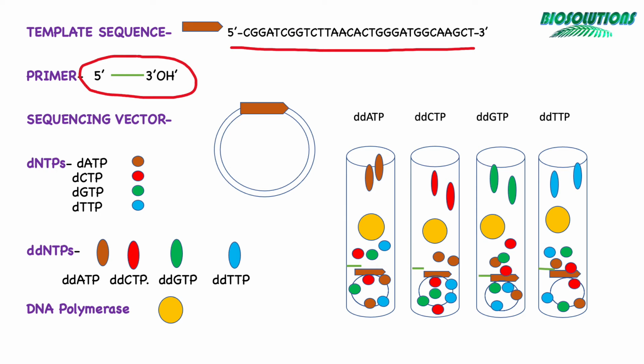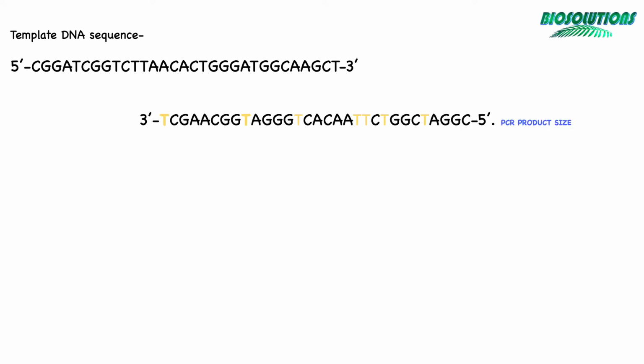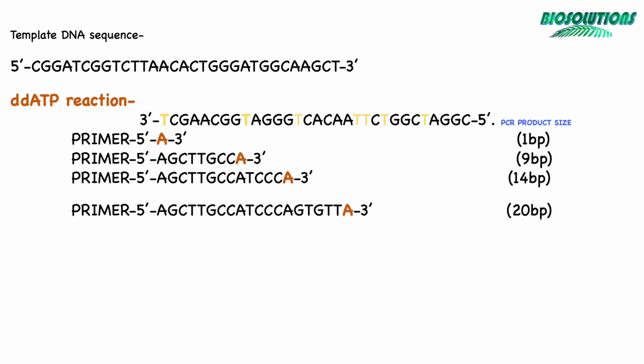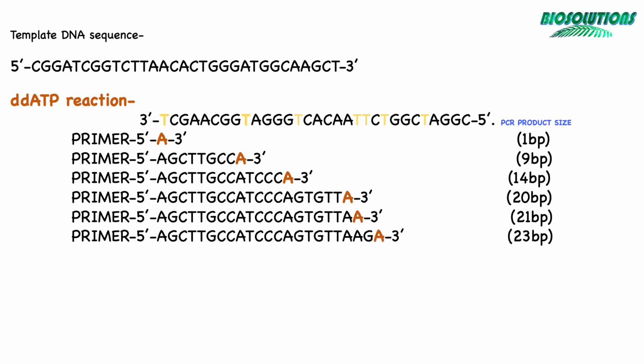Now the reaction starts and DNA polymerase starts extending the 3' OH end of the primer to create complementary DNA sequence. The direction of new DNA sequence will be always from 5' to 3'. Let's take the given template and write it as 3' to 5'. So we can see the primer extension reaction from 5' to 3'.